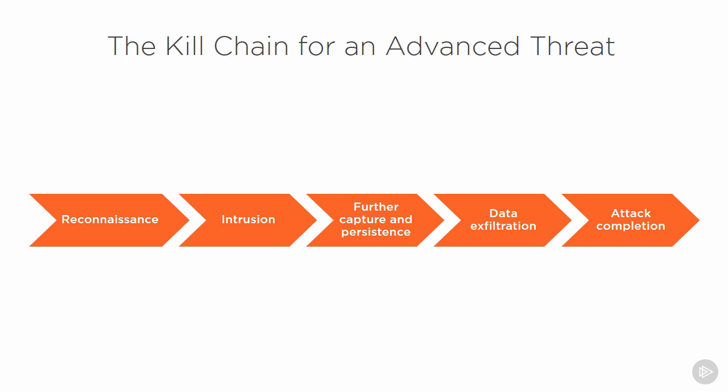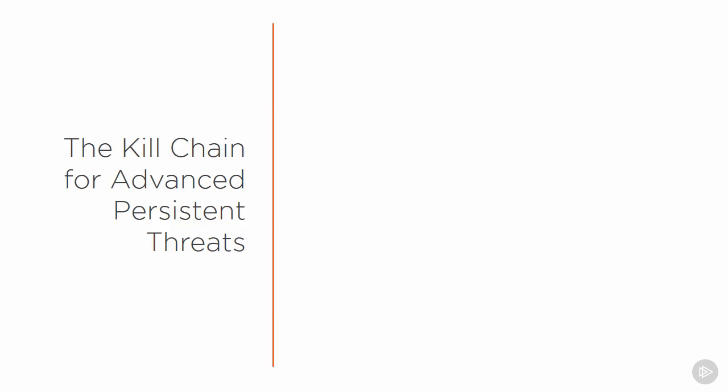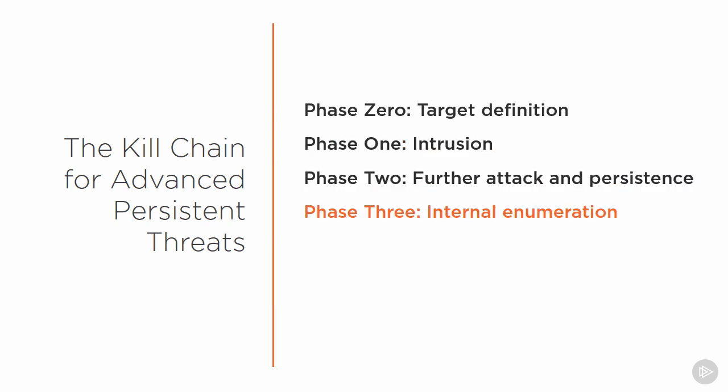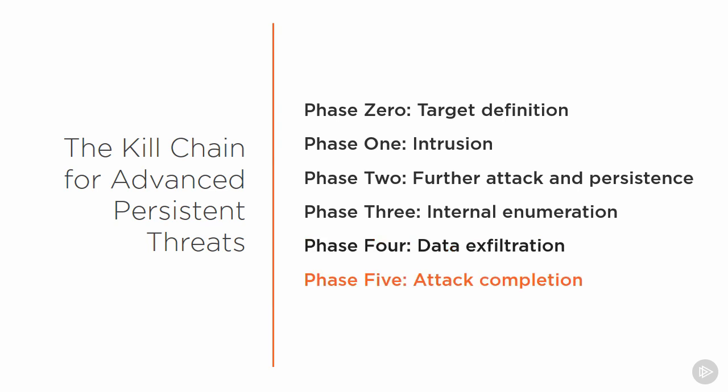However, when it comes to APTs, there are 5 main stages that you'll see in the kill chain that we're interested in. These are Phase 0 or target definition, Phase 1 or intrusion, Phase 2 or further capture and persistence, Phase 3 or internal enumeration, Phase 4 or data exfiltration, and finally, Phase 5 or attack completion.